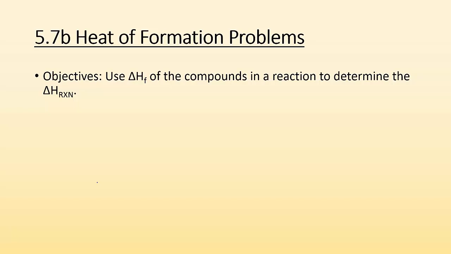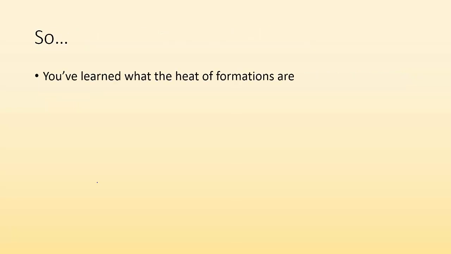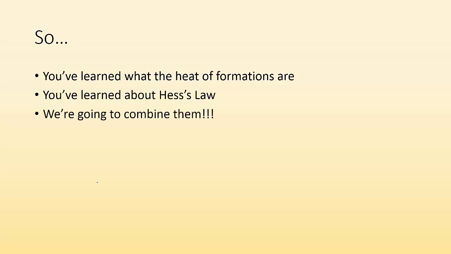Mr. Donahue here again, taking a look at 5.7b stuff, heat of formation problems. So our objectives will be to use the delta HF, the heat of formations of the compounds in a reaction, to determine the delta H for the reaction. You've learned what the heat of formations are. You've learned about Hess's law. What we're going to do now is combine them. We're going to use them together to solve some delta H kind of problems.